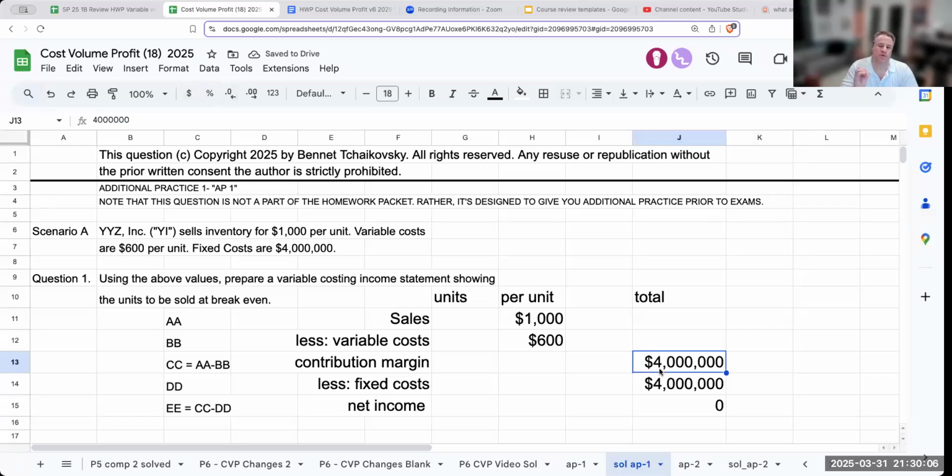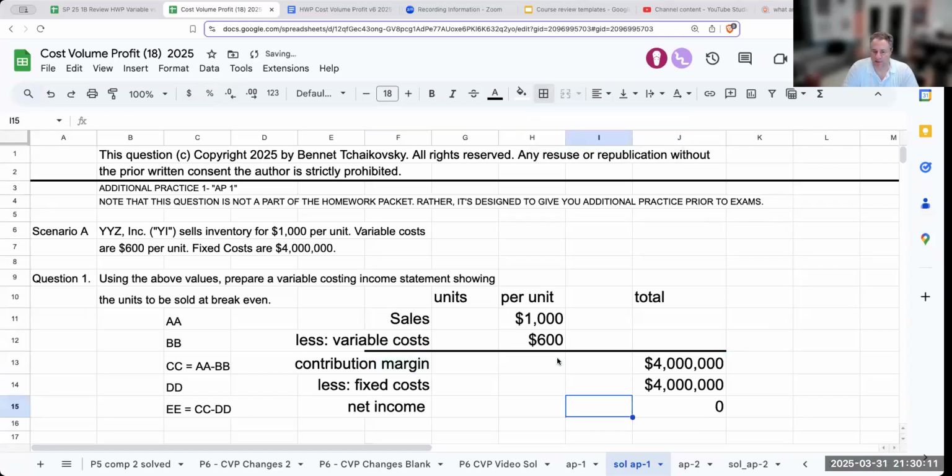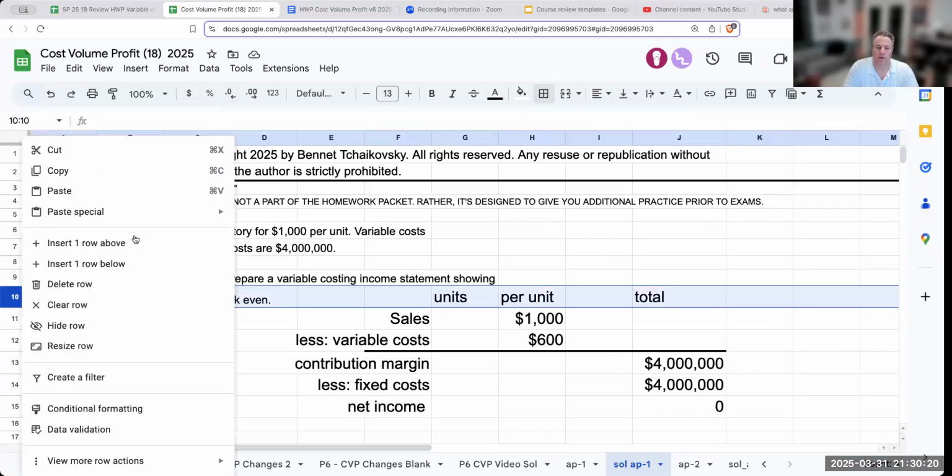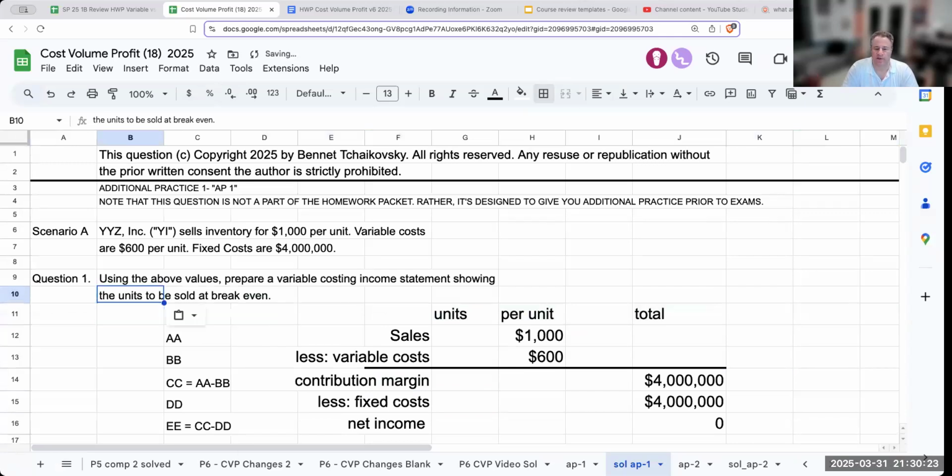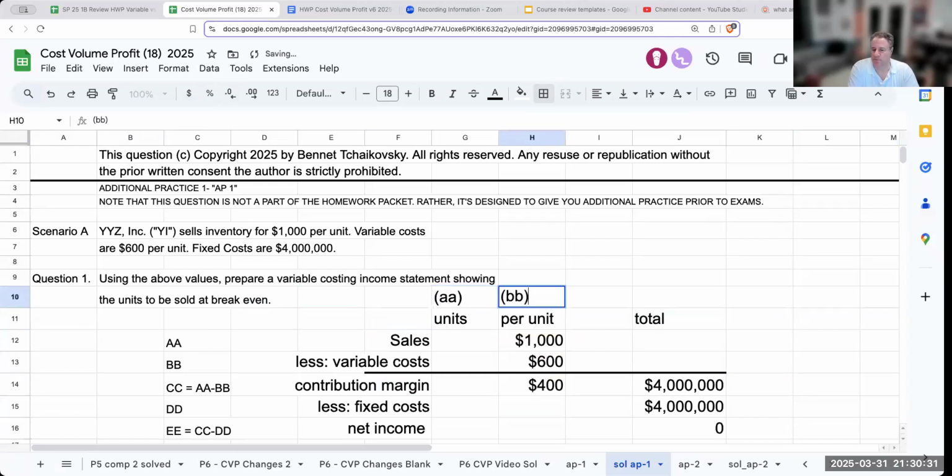Now that I know what my contribution margin is, I can look at some of the other relationships in this question. If I have $1,000 sales price per unit minus my variable costs per unit, this gives me my contribution margin per unit of $400. Remember, my number of units times the per unit is going to give me my total. And by the way, these are different: these are caps, these are lowercase. There you go.